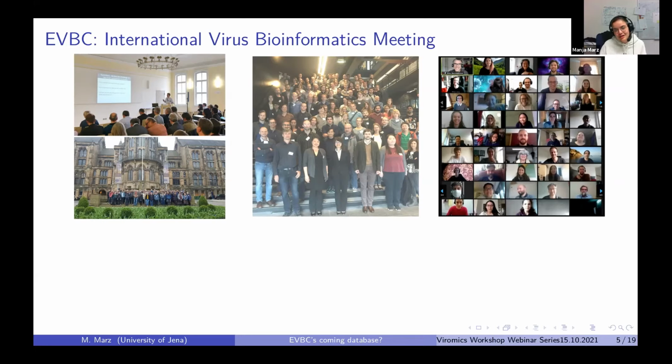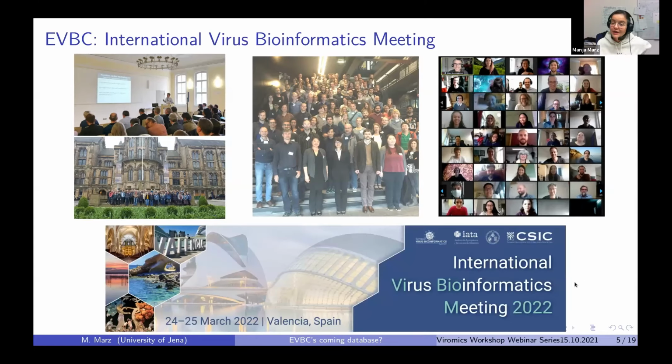But it's not the only problem which occurs, because viruses are so specific and so diverse, and they don't fit into normal databases. And therefore, we were thinking, what can we actually do? The next meeting about viruses and bioinformatics in general, and also discussion about what a user may want from a database, will be in Spain. So if you are eager to come, you're invited to come to Spain and discuss with us.